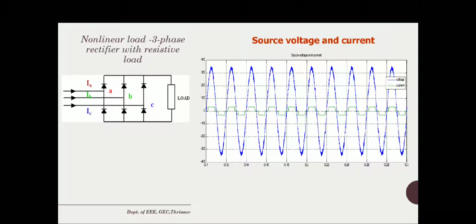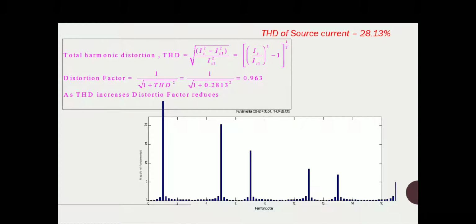When you plot the total harmonic distortion for this current waveform, with a three-phase rectifier connected to a resistive load, it is around 28.13%. This is not at all recommendable because as per the IEEE 519 standard, we should keep the THD of the source current below 5%. You can calculate the effect of this THD on your input power factor.